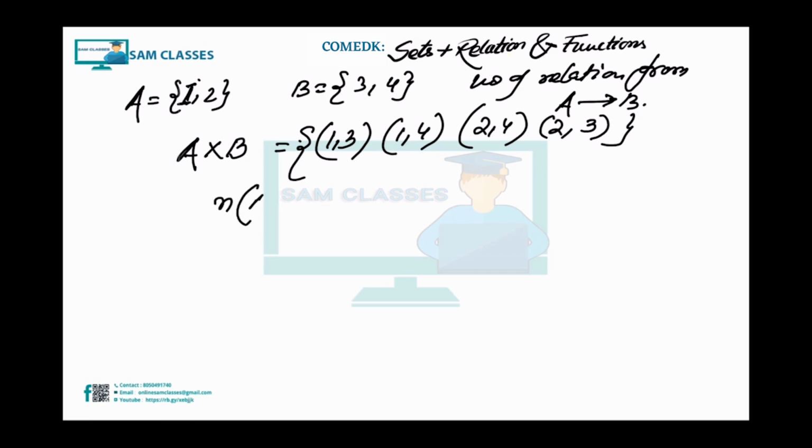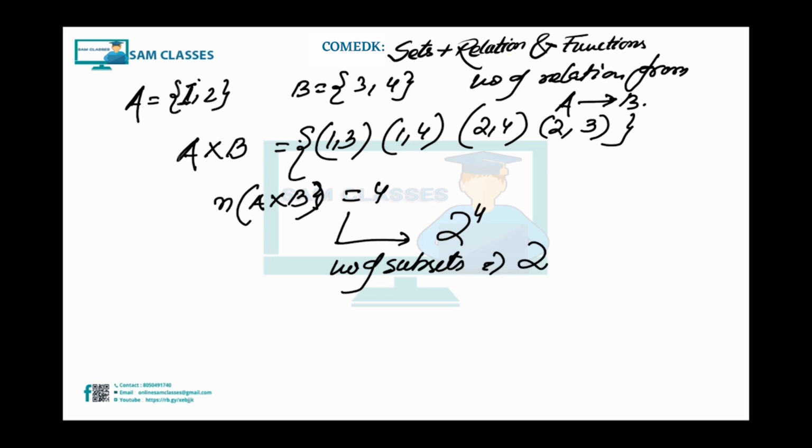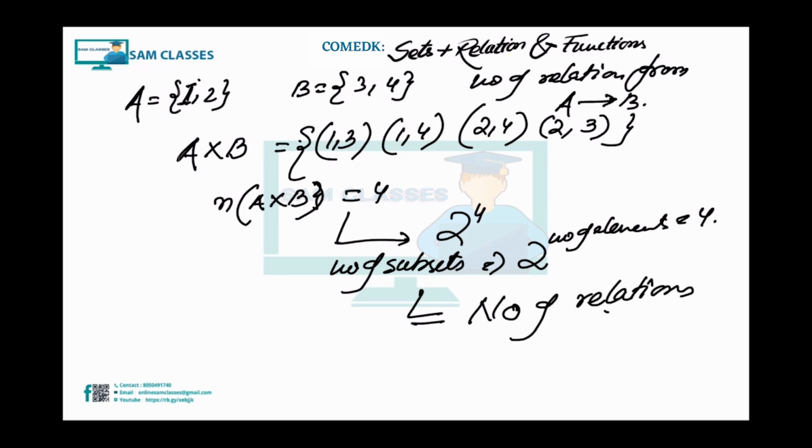Now, the number of elements in A cross B is how much, students? That is equal to 4. So we know the total number of subsets will be 2 power 4. The number of subsets formula is 2 power the number of elements, correct? Since the number of elements is 4, it is 2 power 4, and we know the number of subsets is equal to the number of relations also. Correct. The number of subsets is equal to the number of relations. So don't forget, very simple question here.